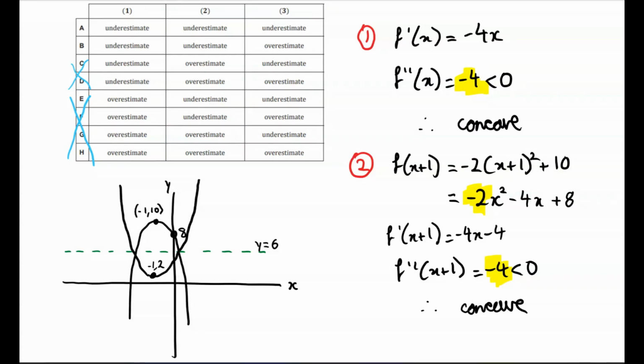But what's most important to note is that clearly this, when written in the form y equals ax squared plus bx plus c, a is going to be positive, as it's an upward opening parabola. So like we stated earlier, this means that the double derivative is also going to be positive, which means the function is convex, and therefore is going to give us an overestimate. So our answer is going to be B.